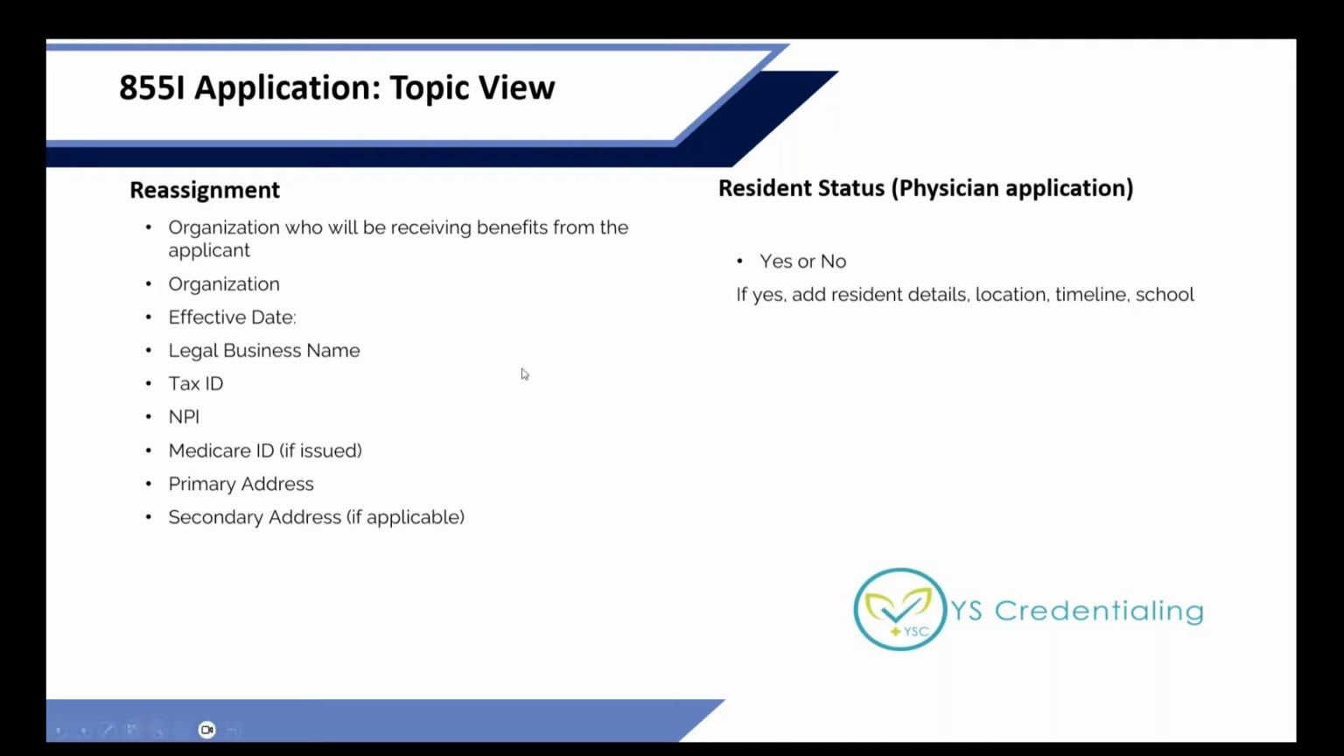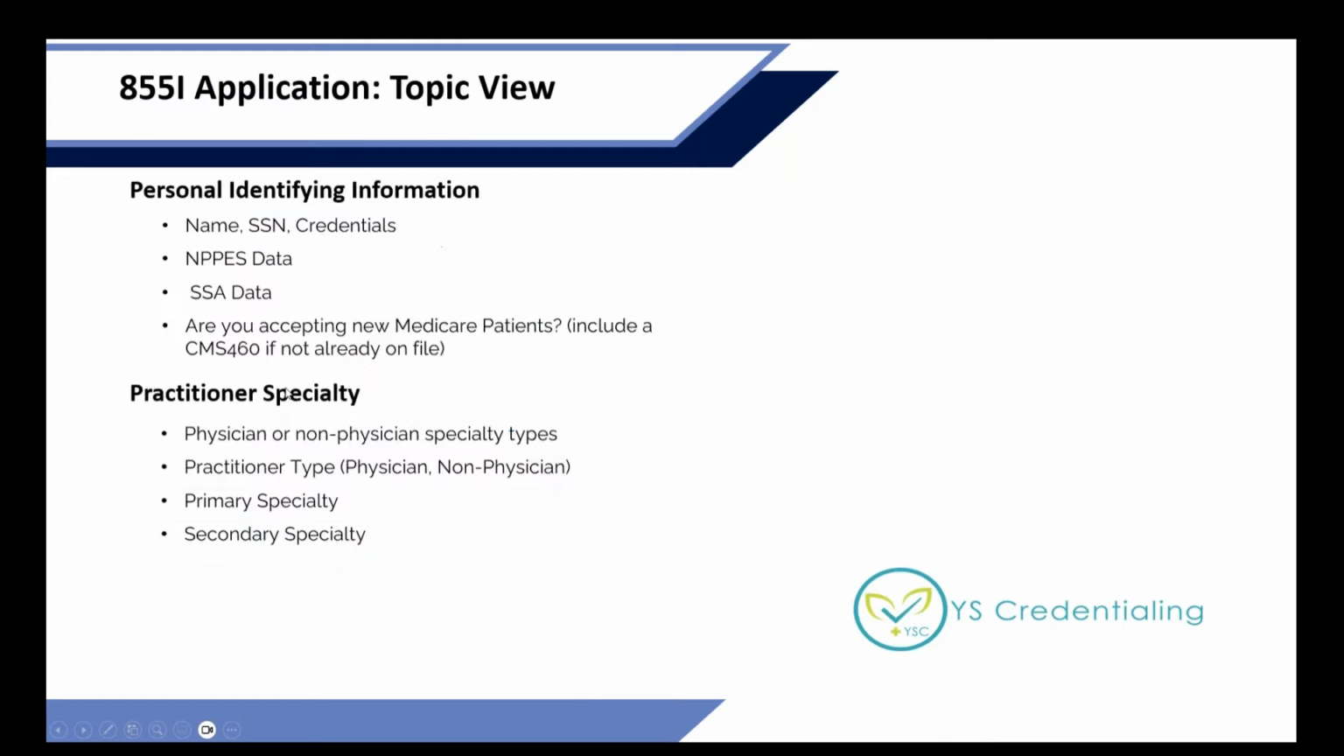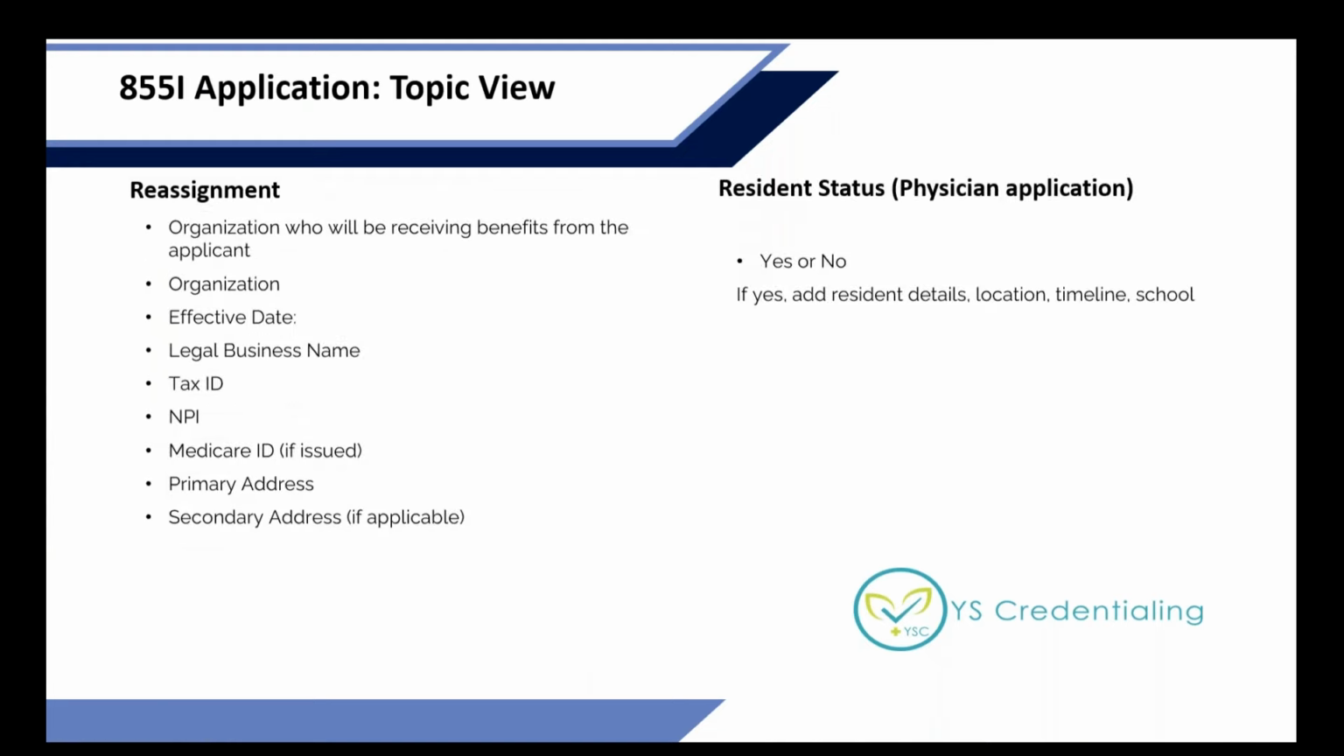And this reassignment section is where we're going to enter the R information. Remember how we had the 855R as a separate application? It's actually built into the 855I now, and you'll always see it under reassignment. So it's not a separate application anymore. It's just built into it, which is really nice, because I always thought it was strange that we had to do a whole other section for it, completely separate from the I. It was just bizarre to me.